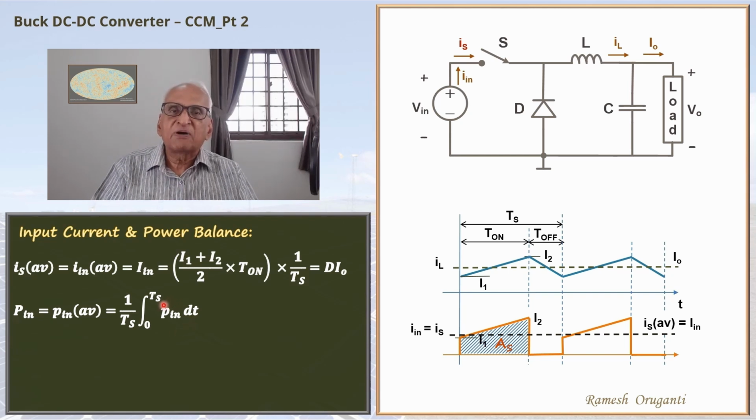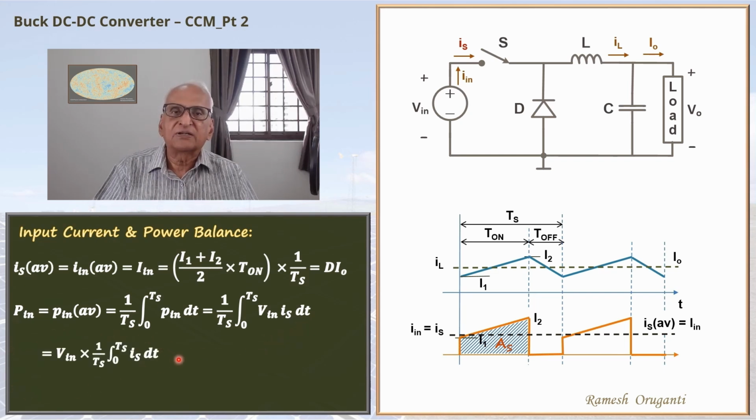So the instantaneous power p_in is given by the voltage V_in, which is a constant value, times i_in. i_in is fluctuating. So integral 0 to T_s of V_in i_s dt. i_s and i_in are the same. V_in is a constant value, so I can take it out of the integral. That will be V_in times 1 over T_s integral 0 to T_s of i_s dt. This part is the switch average current or the input average current. So this will be V_in times I_in.